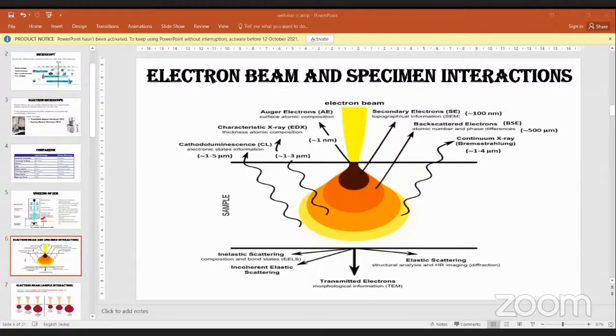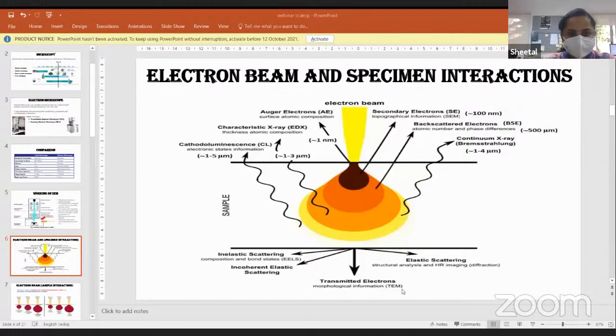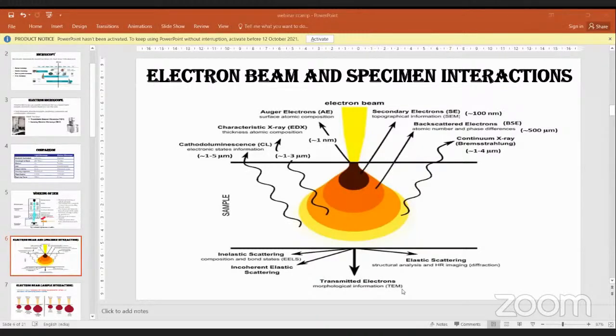Sheetal? Yes, Preeti, we can see your slides. Yes, go ahead. So, which slide it is? Introduction or something else? Electron beam and specimen. Okay, that is fine.